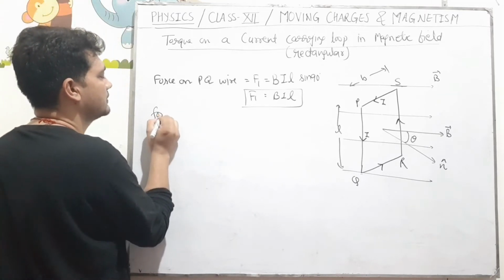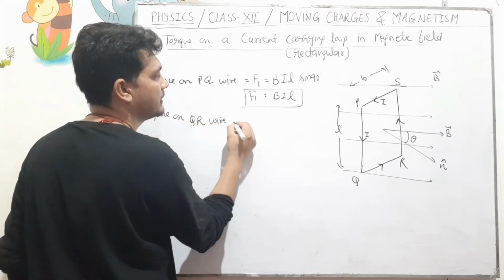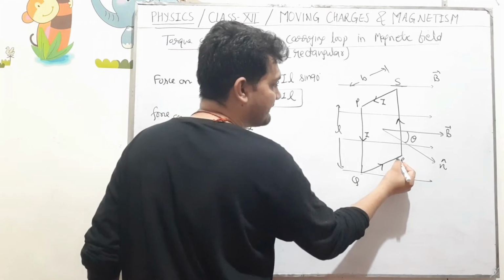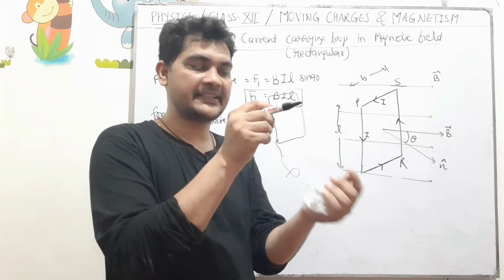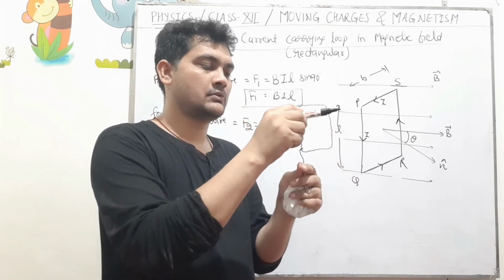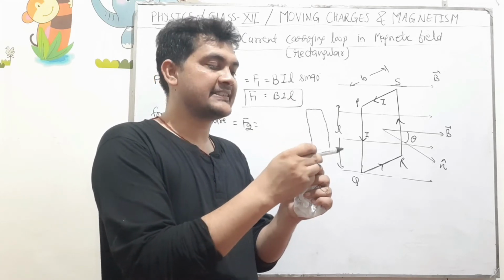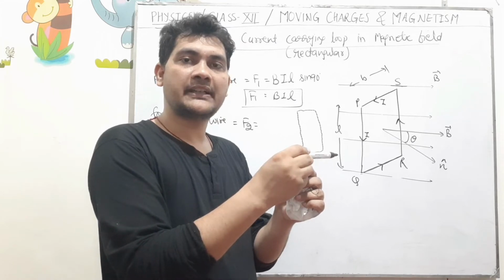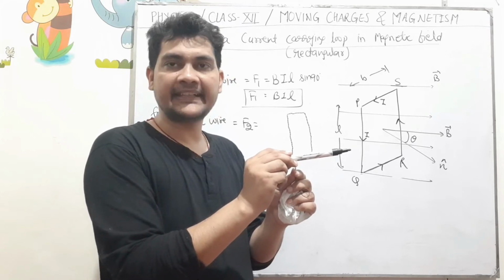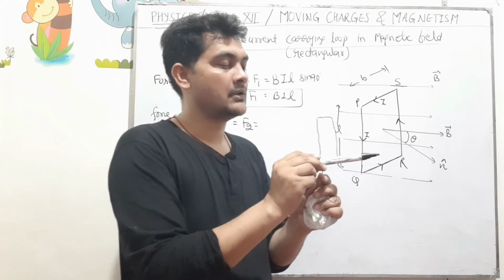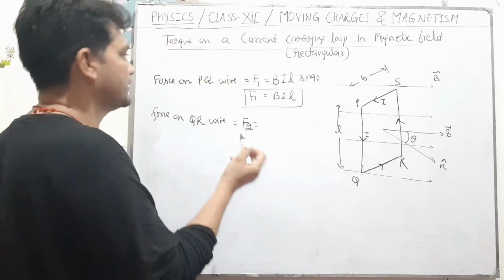Now force on QR wire. Suppose this is F2, the force on this QR wire, means this lowermost wire. This is P, this is Q, R. So this is QR wire. Current is in this direction, magnetic field is in this direction. There is some angle between the length, current and magnetic field, and the angle is theta. So let us find what is the force on this. The force will be BIL sin theta.